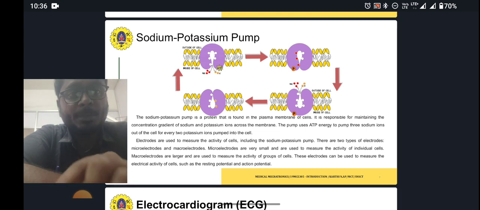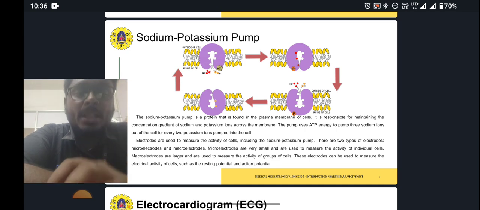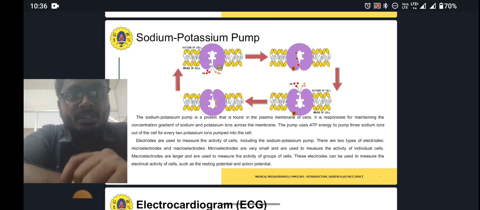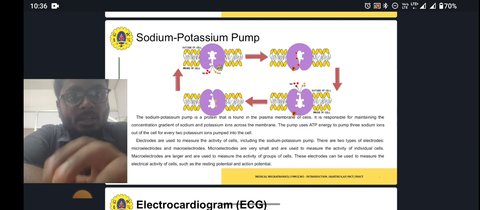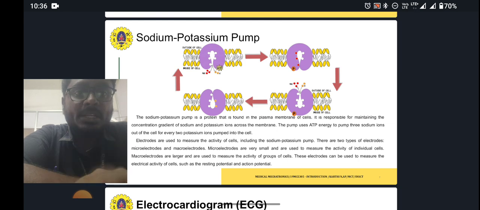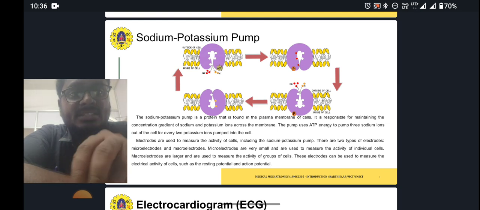There are two types of electrodes, microelectrodes and macroelectrodes. Microelectrodes are very small and are used to measure the activity of individual cells. Macroelectrodes are larger and are used to measure the activity of a group of cells. These electrodes can be used to measure the electrical activity of the cells, such as resting potential and excitation potential, which were discussed in the previous class.